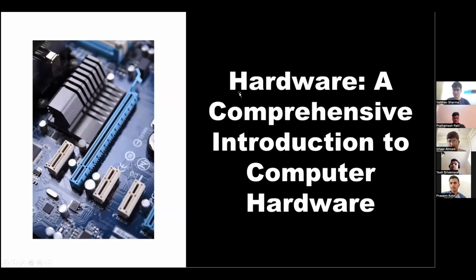So that's all. Now Izhar will introduce us to computer hardware.